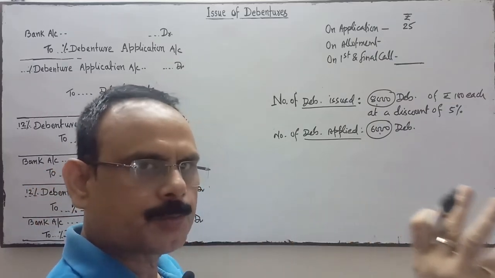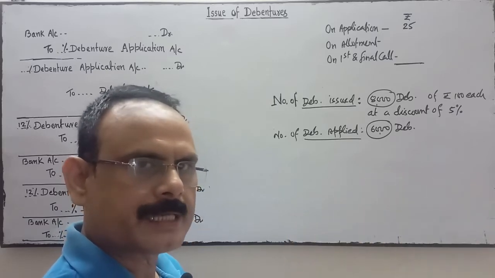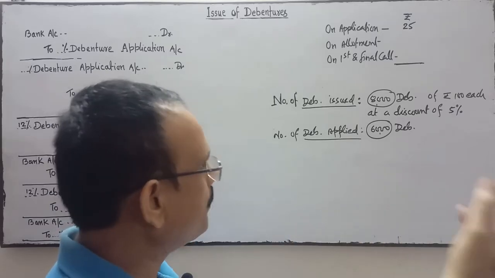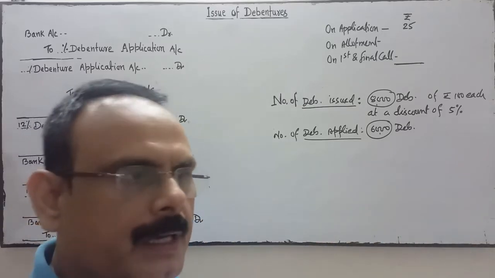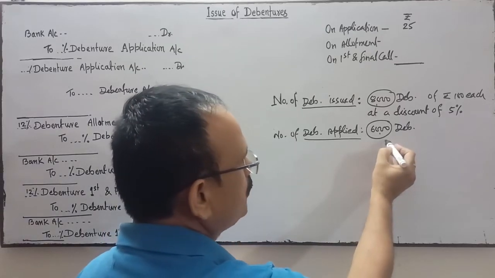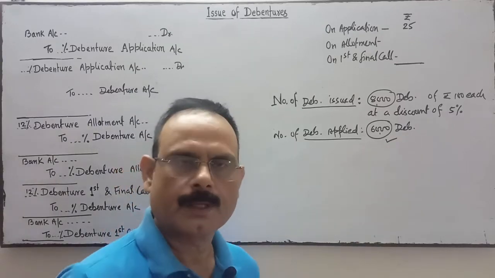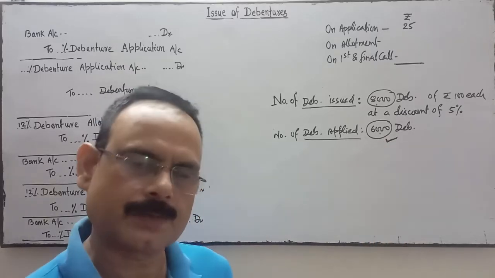What is offered to the public for subscription is more, and what is applied by the public is less than the offered, so it's a case of under subscription. So all the calculation will be based on this number. We'll do the calculation on the basis of 6,000 debentures.